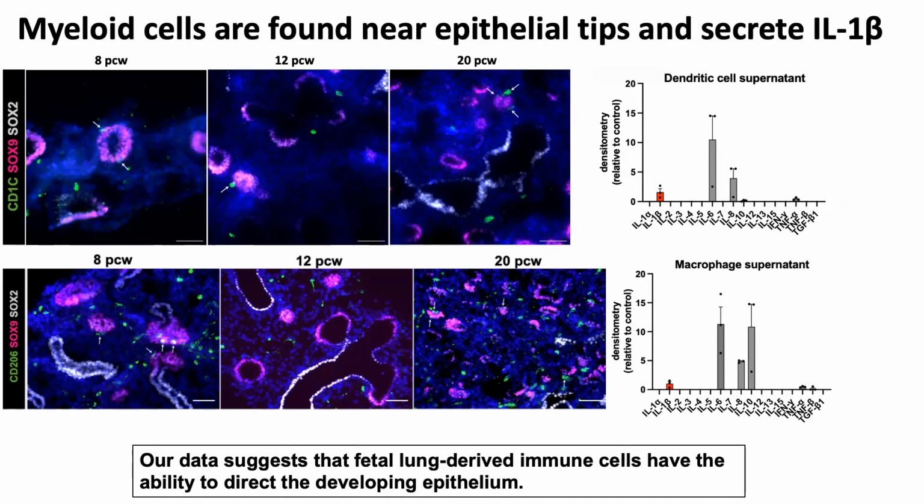Therefore, our data suggests that fetal lung-derived immune cells have the ability to direct the developing epithelium. As far as we know, we are the first to show that immune cells are able to contribute to cell fate decisions during human organ development.